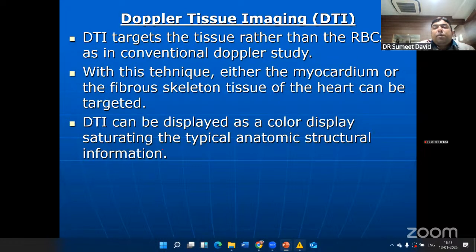So Doppler tissue imaging, I told you, through which we can do the diastolic dysfunction. The accurate one, the E dash and A dash, I told you. That targets the tissue rather than the RBCs, as in the conventional Doppler study. With this technique, either the myocardium or the fibrous skeletal tissue of the heart can be targeted. So Doppler tissue imaging can be displayed as a color display, saturating the typical anatomic structural information.